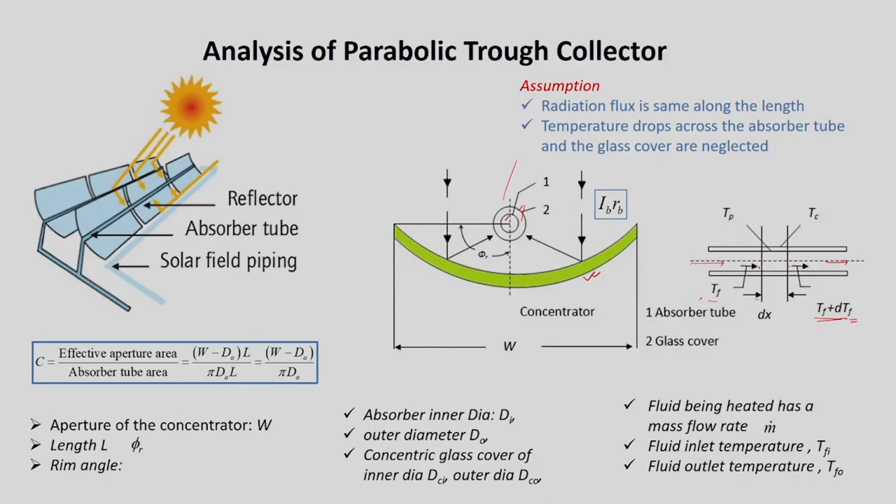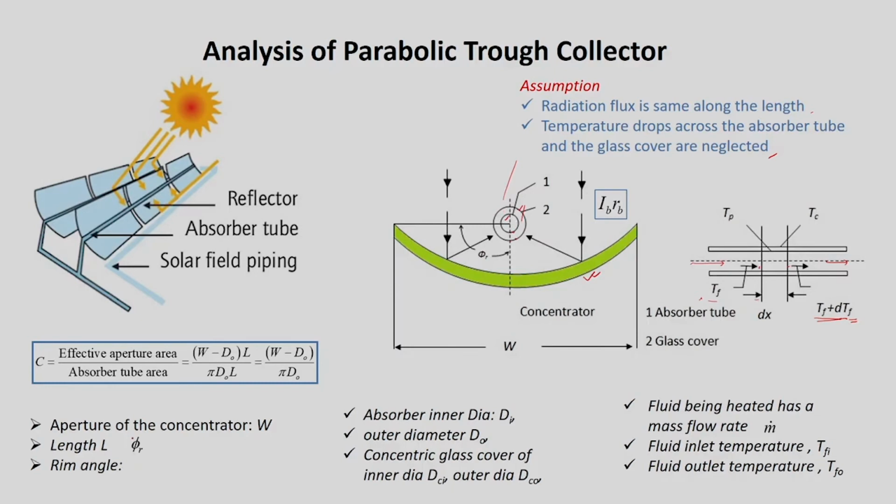We will assume some information, like the radiation flux is the same along the length. It is assumed that the radiation flux falling on the absorber is the same. Of course there will be some differences in the actual case, but what we will consider is the same. And the temperature drop across the absorber tube and the glass cover is neglected. This is the absorber tube, this is the glass cover, so the temperature drop is neglected, it will be the same.